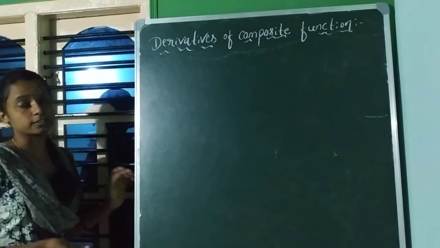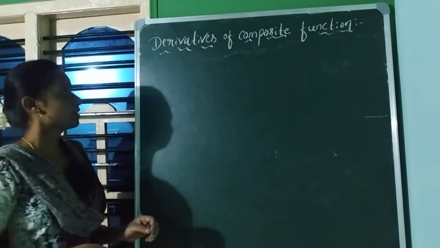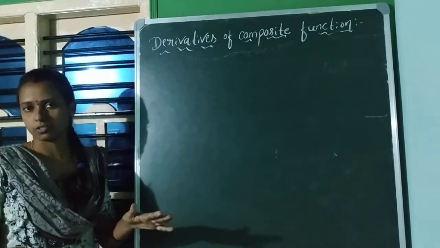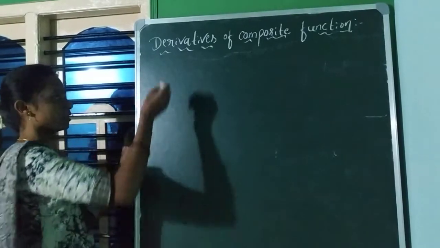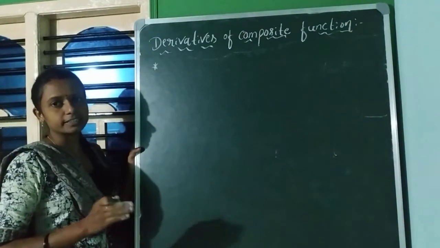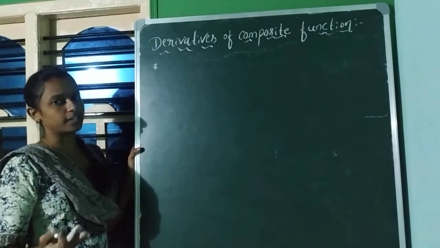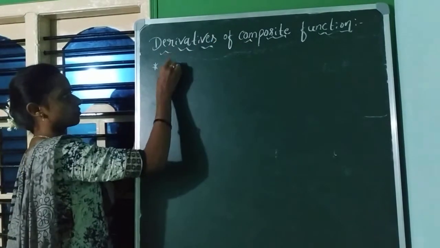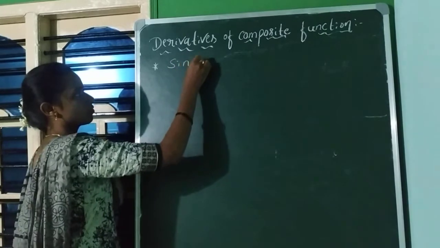And one more thing is, in an exam they will not mention it as find the derivative of a function using the chain rule. They will not mention it like that. So in that case you can go with the alternate method. If you feel that the chain rule is easy, you can go with that, or else you can go with the alternate method. So now find the derivative of sine of x square.